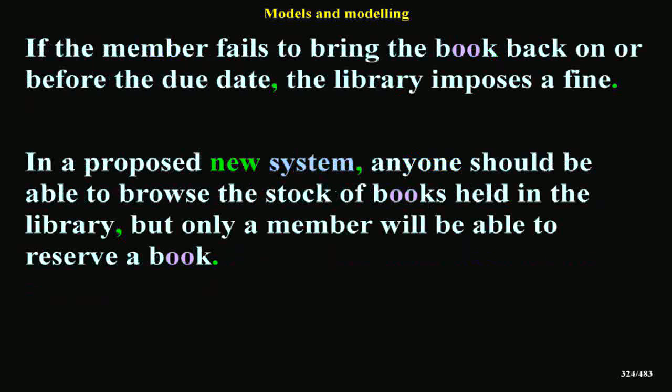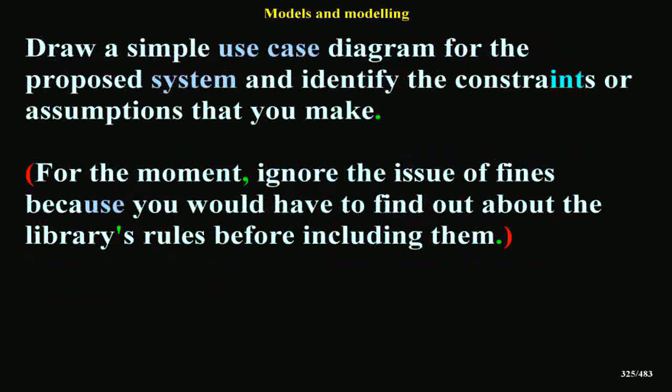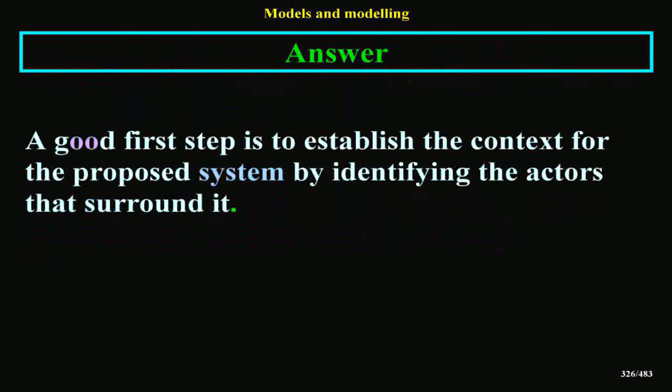In a proposed new system, anyone should be able to browse the stock of books held in the library, but only a member will be able to reserve a book. Draw a simple use case diagram for the proposed system and identify the constraints or assumptions that you make. For the moment, ignore the issue of fines because you would have to find out about the library's rules before including them.